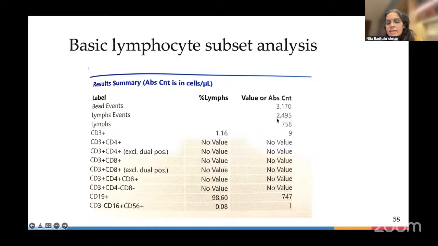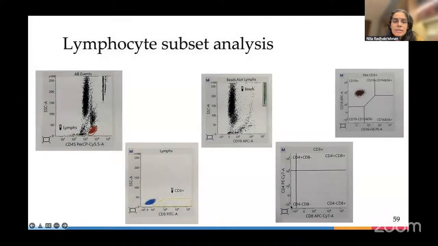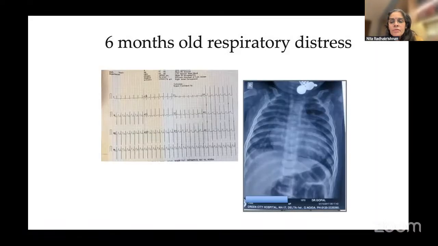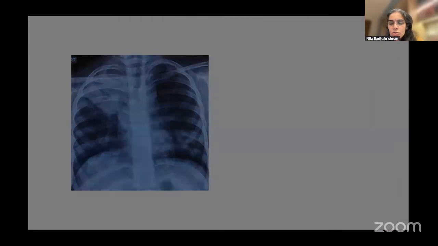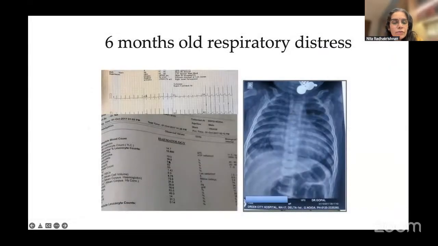Earlier, the earlier case actually had a normal lymphocyte count. Here you can see the lymphocyte count is less than 1,000, 758. This is also around a 1.5-year-old child. CD3 is absent, NK cells are absent, and CD19 is present. So it is a T minus B plus NK minus presentation. So this is how it looks. Another baby, just to show the same picture, the lymphopenia.